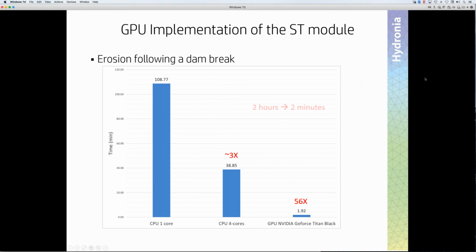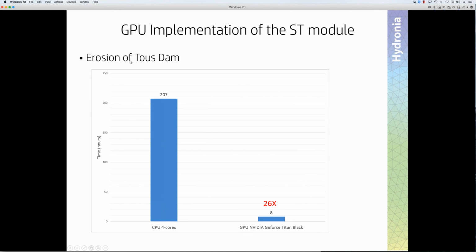Now, a more realistic case is the erosion of the Tulsa Dam. It takes 8 days for eroding the whole dam here, and it takes 8 hours in the GPU. So it's a significant change in the run times.